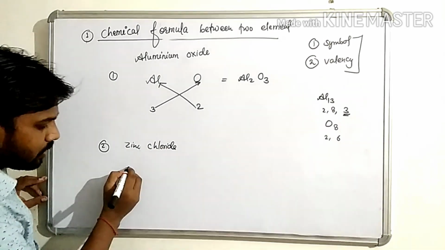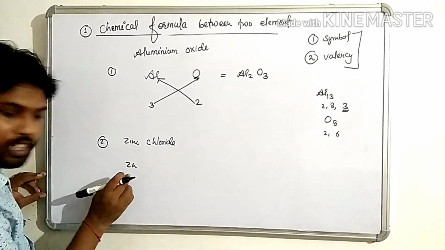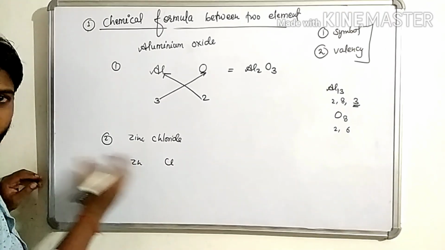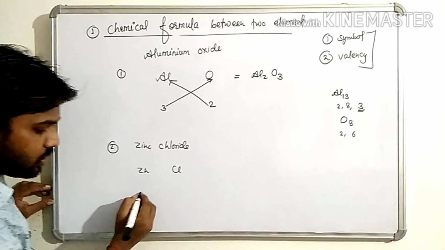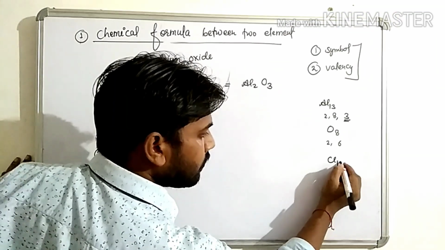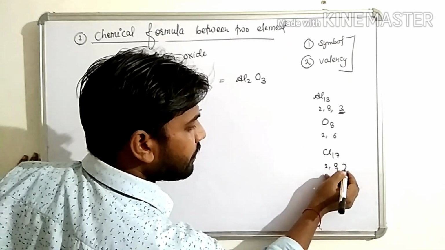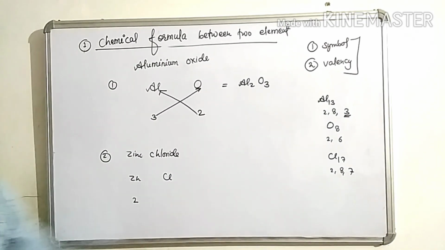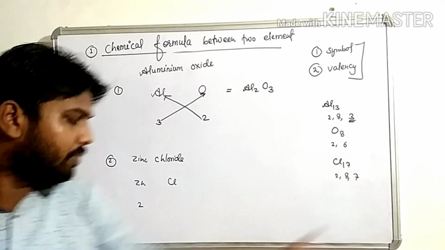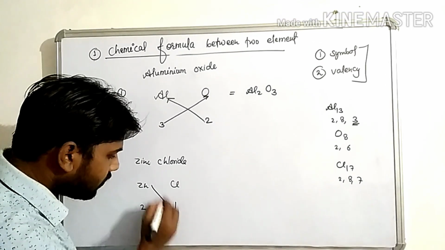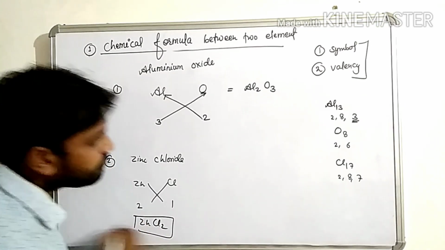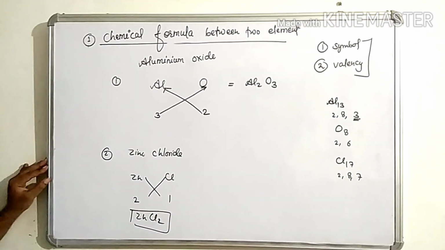Now separate their symbols. Zinc, Zn. Chloride comes from chlorine. Zinc, I've discussed that zinc contains valency 2. Now calculate chlorine: 17: 2, 8, 7. So their valency will be 8 minus 7, which is 1. The formula is ZnCl2. Clear, children?